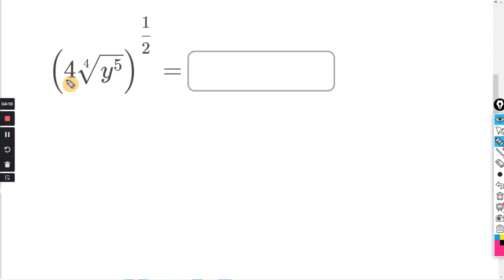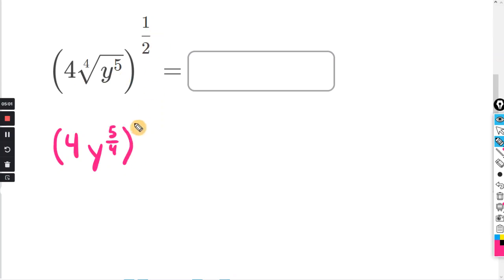So here we have a 4, and this is the 4th root of y to the 5th. Really, we can just quickly convert this to a fractional exponent. If you have y to the 5th and the 4th root of that, the exponent on y will be the numerator, and the root will be the denominator. So this part in parentheses is equivalent to 4y to the power of 5/4.